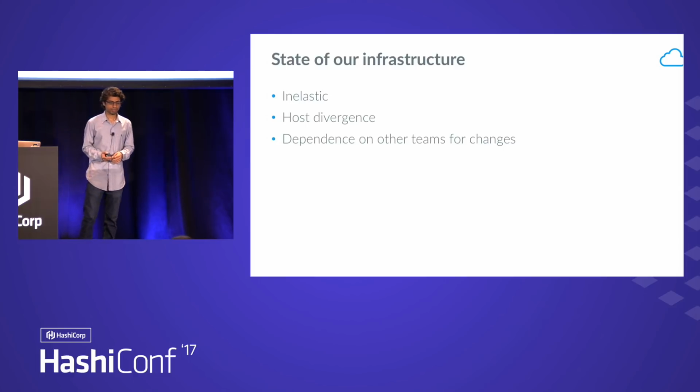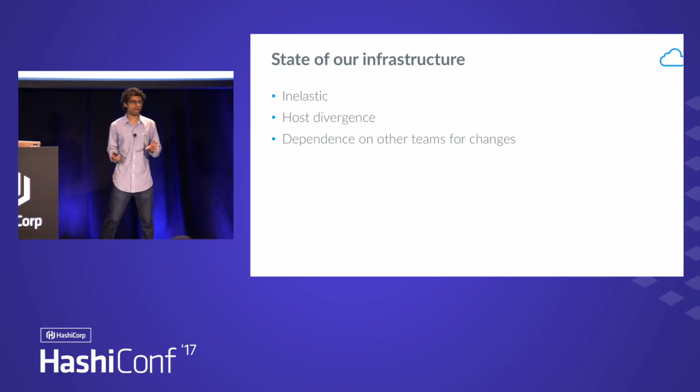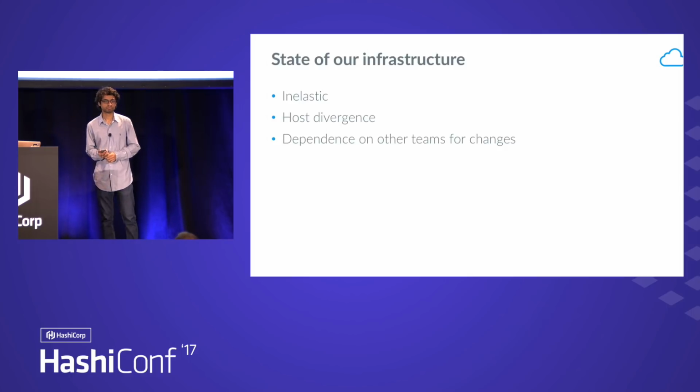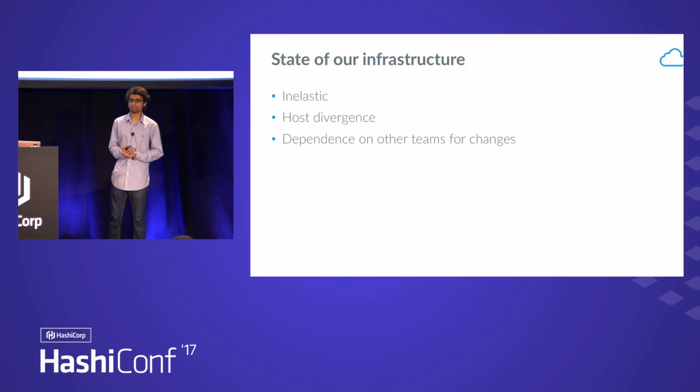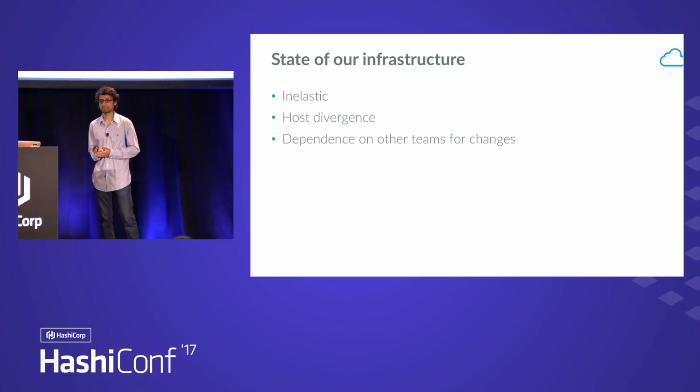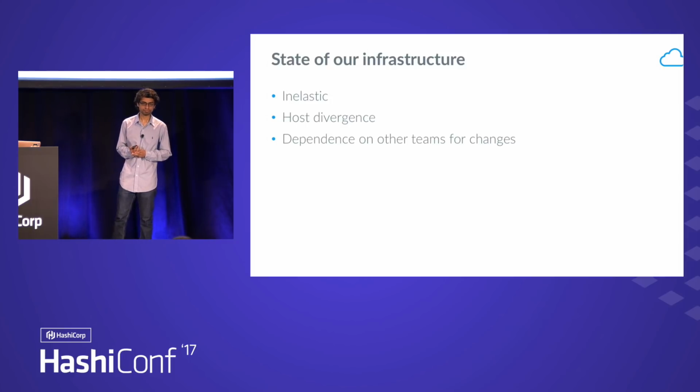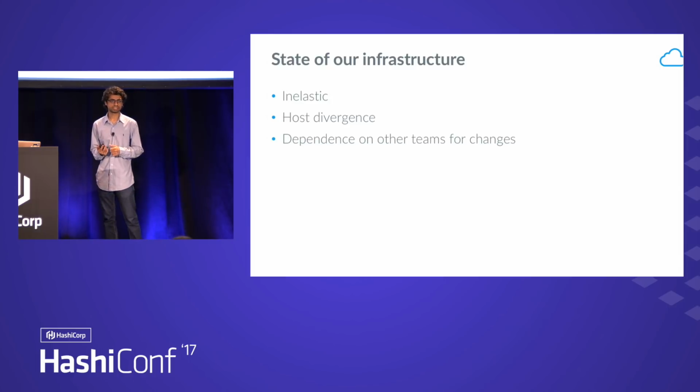A couple of years ago, the state of our infrastructure was in quite a bad place. We had this huge fleet of machines that were running entirely on bare metal servers, completely underutilized. There was no concept of elasticity. Once the server was up, it was staying up. If we needed to change its role, we had to use configuration management tools like Puppet to change its roles. And in particular for us as a CI team, we had a huge problem with host divergence.